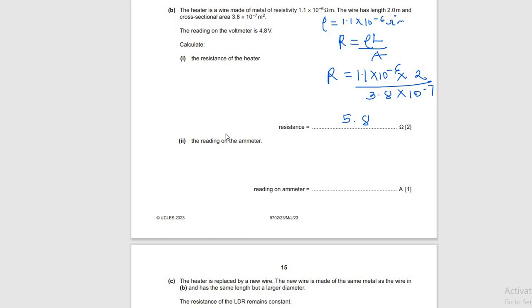We are given the voltage across, the reading on the voltmeter is 4.8, and where is this voltmeter connected? The voltmeter is connected across the wire, which means this is the voltage of the wire. So V is equal to IR. Voltage is 4.8 of the wire. The resistance of the wire is 5.8. So current is 4.8 divided by 5.8. That gives us 0.83. This is the reading on the ammeter. This is the reading that will go through the circuit because the circuits are in series, so they are maintained by the same current.